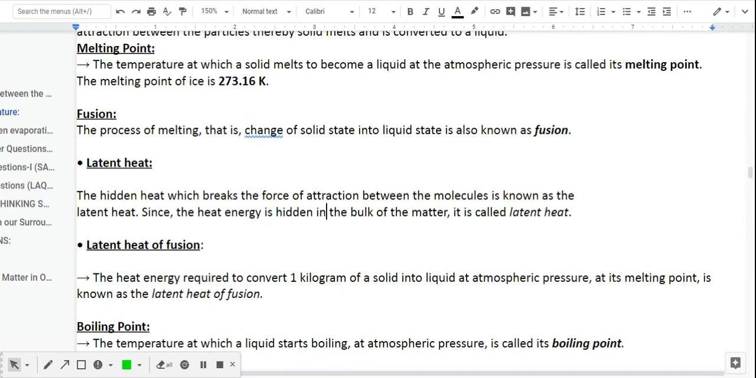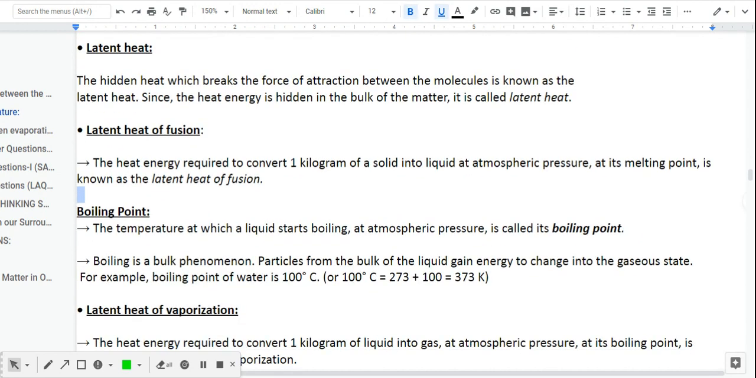So latent heat of fusion kya hota? Latent heat of fusion means the heat energy required to convert 1 kilogram, only 1 kilogram, not more or less than that, of solid into liquid. Agar 1 kg solid ko hum liquid mein convert karenge atmospheric pressure pe hi, at its melting point, then it is known as its latent heat of fusion. So ise hum kahenge jab 1 kg solid liquid mein convert hoga ek atmospheric pressure pe aur melting point pe, then use hum kahenge latent heat of fusion, right?